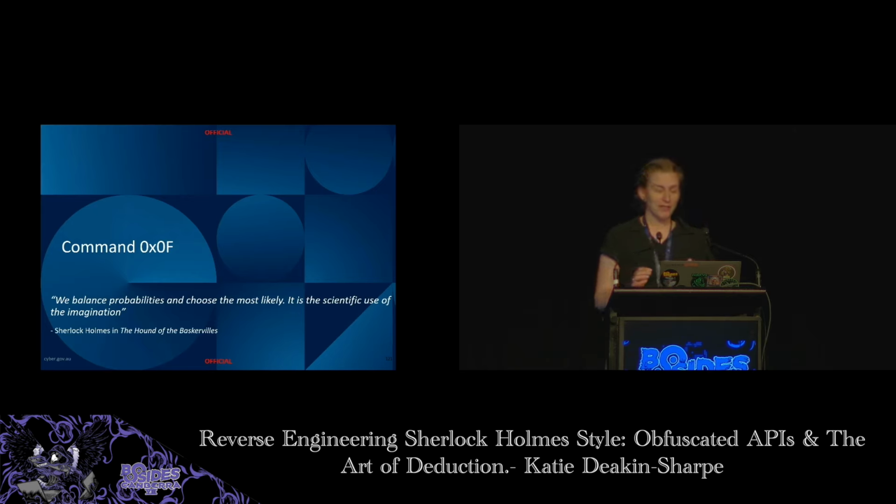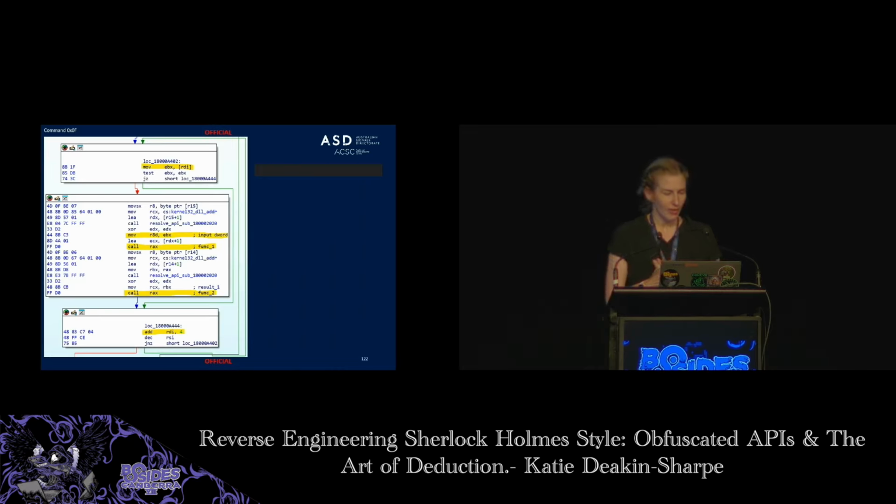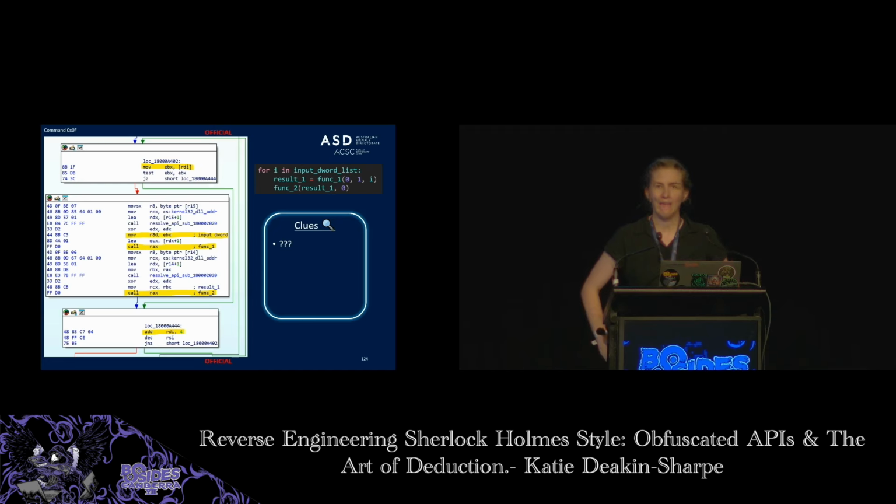We have 2 more commands to go, and from here on out, again, things get a little bit harder because we don't have any context to rely on from here. For Command F, this is all we have. We're iterating through an input list of DWORDs, or 4 bytes at a time. We're passing that into our first function along with 2 other parameters. We take that result, we pass it to function 2 along with a 0. And that's it.